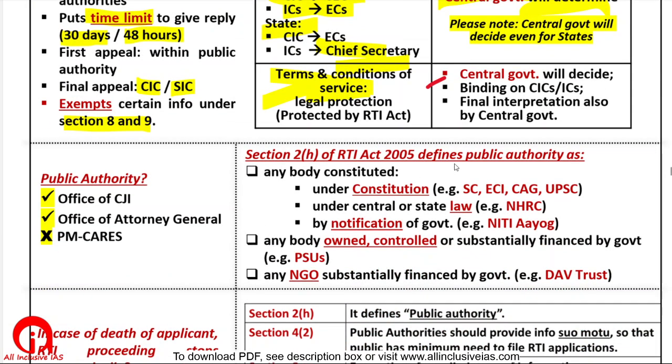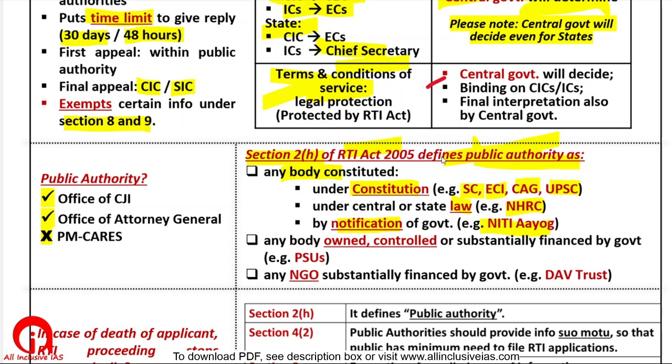Now, which is a public authority under this act? First of all, it is Section 2(h) of the RTI Act which defines a public authority. If any body is a constitutional body like the Supreme Court, Election Commission of India, CAG, UPSC, these are constitutional bodies. So yes, under the RTI Act, these are public authorities. If the government framed a law to make a body like the National Human Rights Commission, then that is also a public authority. If the government issued a notification to make a body like Niti Aayog, that is also a public authority.